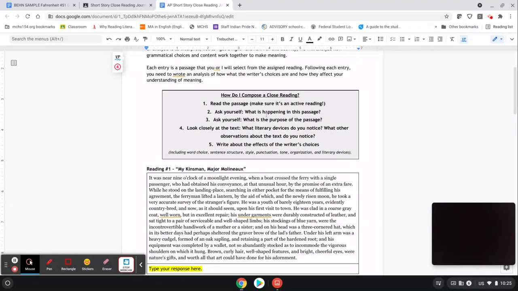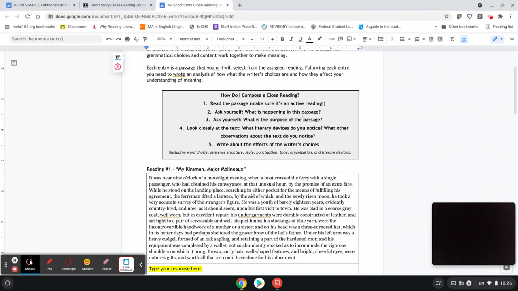When in doubt, look back up at this list. This is what you need to do. You need to read the passage. The first thing you do is ask yourself, what is happening? Second, explain what the purpose is, and then start to look closely at things like I've listed here: word choice, sentence structure, style, punctuation, tone, organization, and different literary devices. When you're all done looking at those individual parts, think about and then write about the effects of the choices that the writer makes.